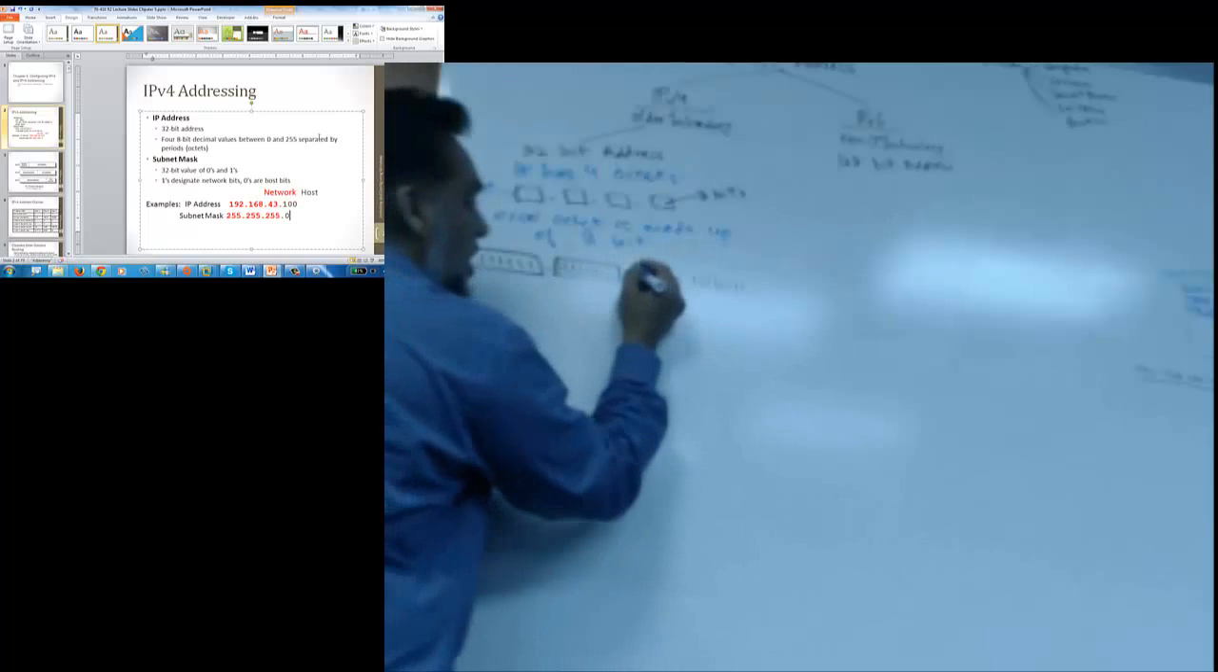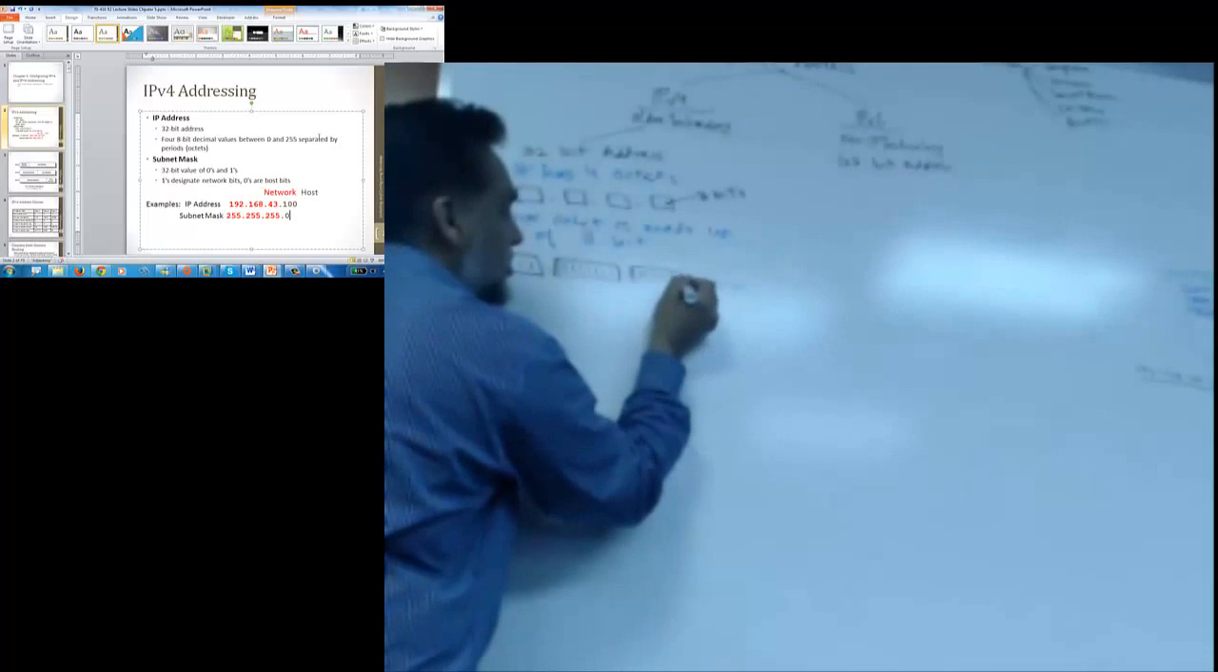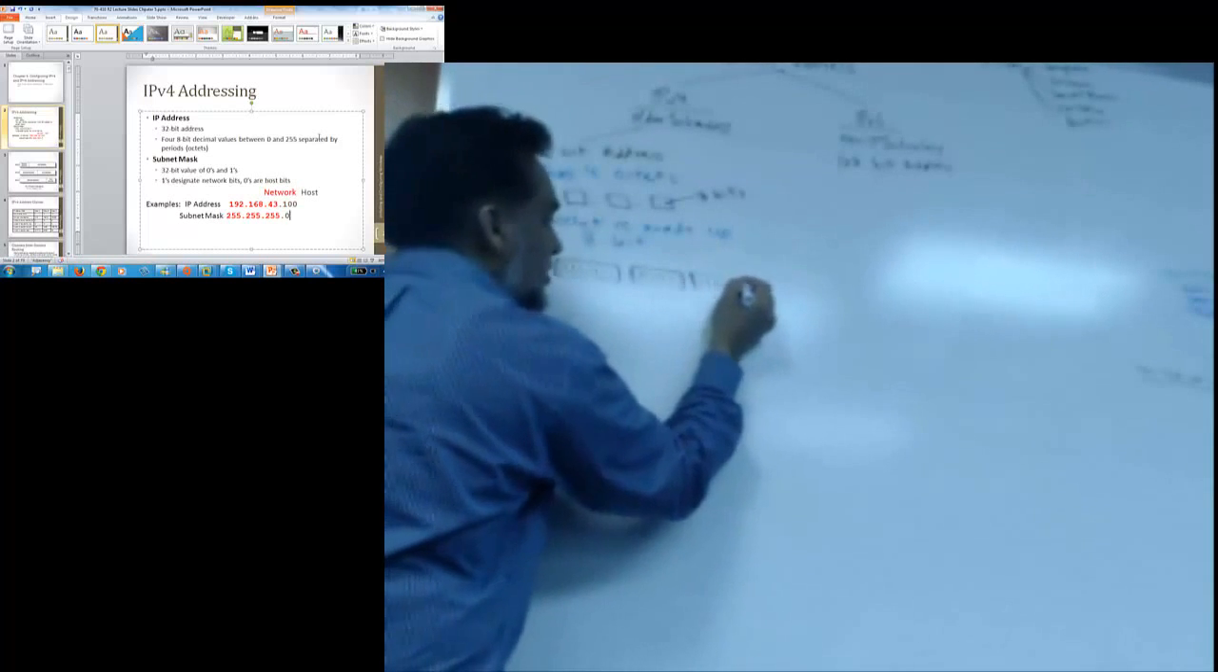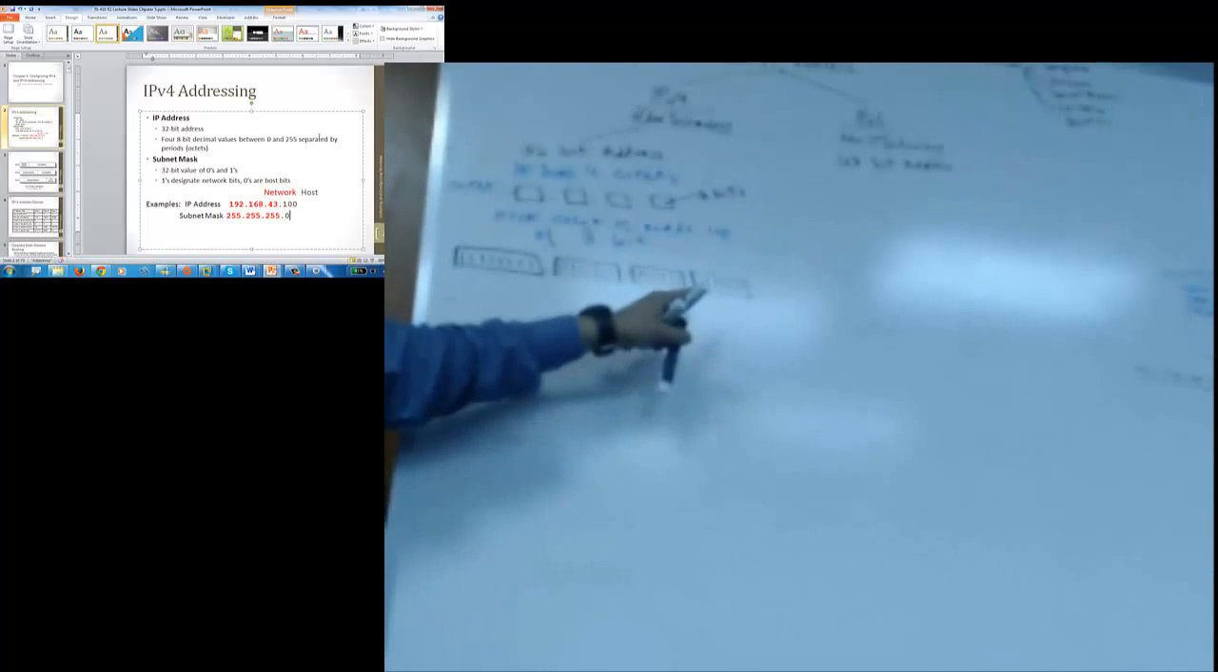Yes, exactly. Each octet has 8 bits, and this is why it is called a 32-bit address. Excellent. Now we know where this 32-bit came from. An IPv4 address is known as a 32-bit address because this complete number is made up of 32 bits.